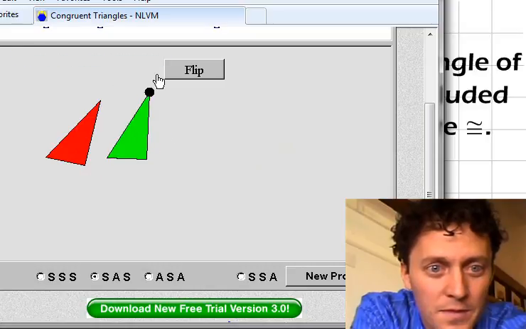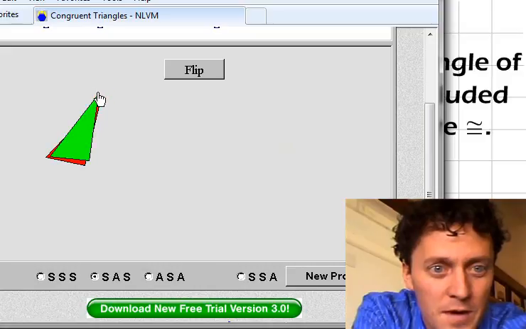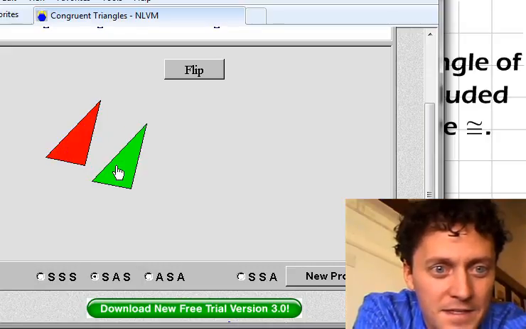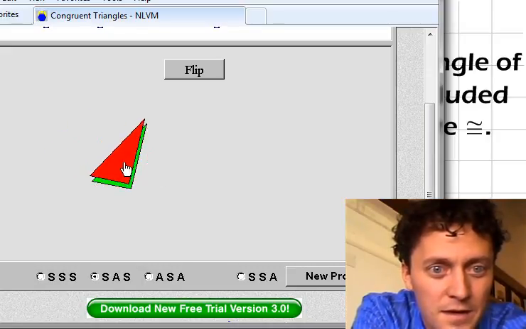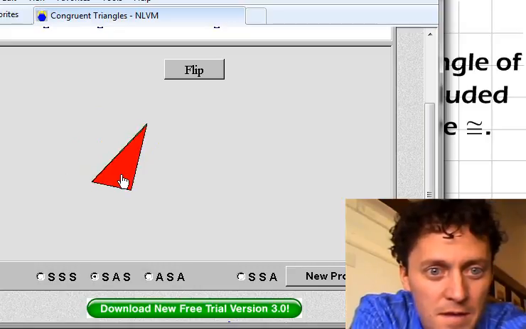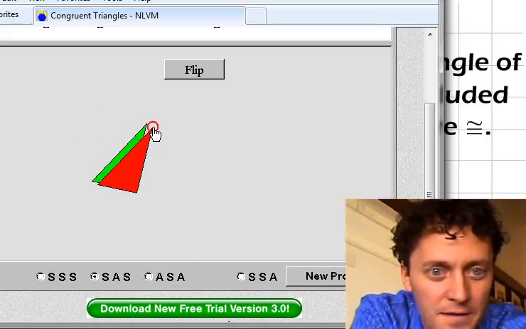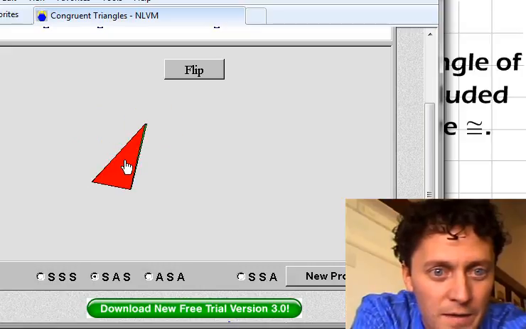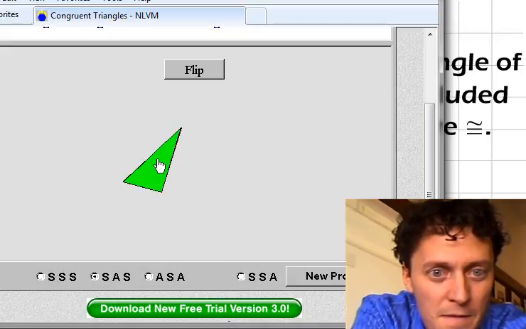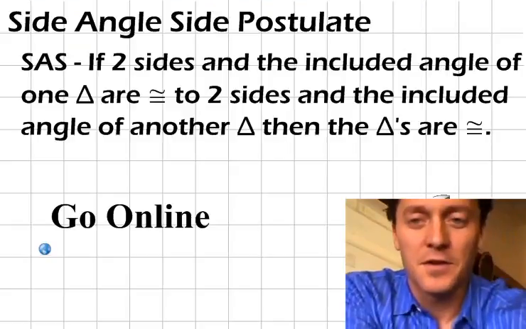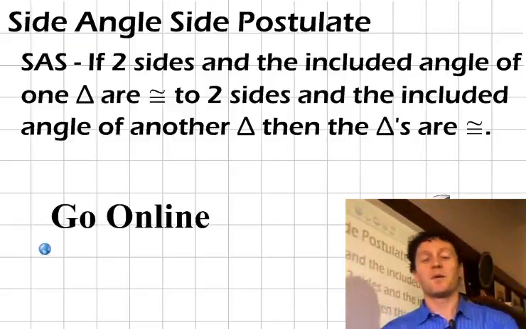Let me rotate this a little bit more here. And there it is. Why isn't it blinking? Gotta get it just right. This is picky. Nope. Well, it looks the same. Okay, I'm saying they're congruent. So that's the side angle side postulate.